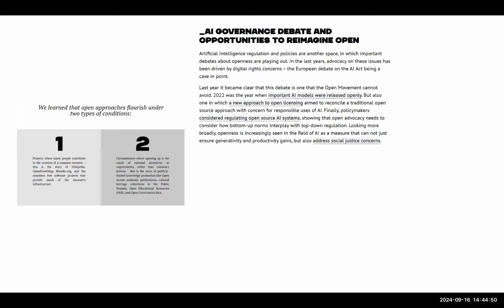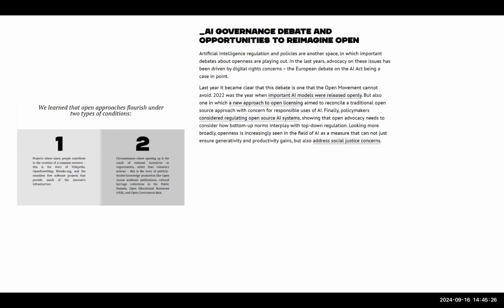So this is talking about artificial intelligence regulation and policy, and how these debates about openness are playing out. In the last several years, advocacy on these issues has been driven by digital rights concerns. Last year, it became clear that this debate is one that the open movement cannot avoid. So working open also depends not only on incentives made by governments, but on limitations placed by governments, and some of the things that people have to abide by.